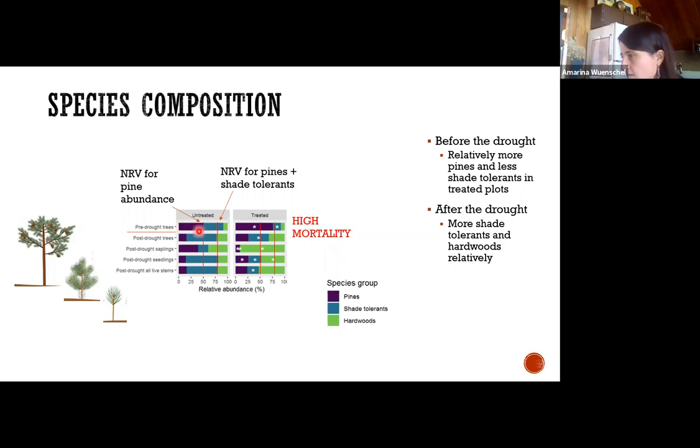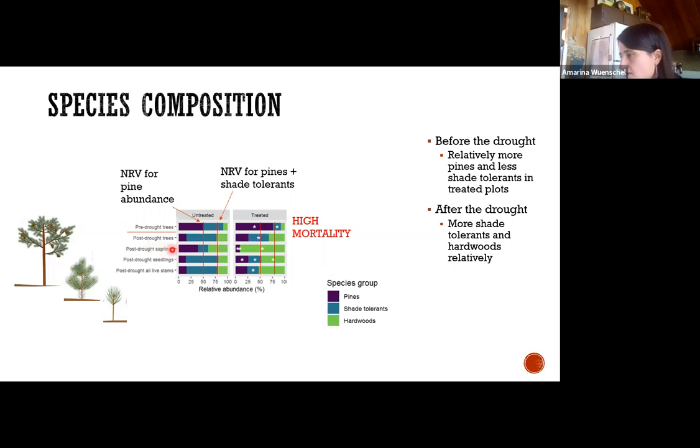But prior to the drought, we had a lot of pines in the treated stands, and fewer in the untreated stands, more shade tolerance, which tend to do better with fire suppression. And then after the drought, we lost a lot of our pines. I showed you those numbers earlier. We lost 40% of the ponderosa and 35% of the sugar pines. So it's not surprising that we see this. And then there's proportionately more shade tolerance than we would have had before, and also more oaks.